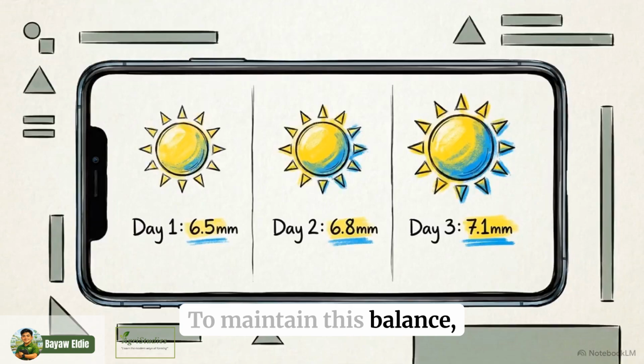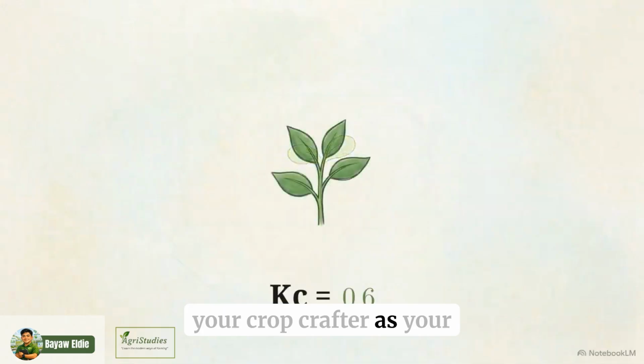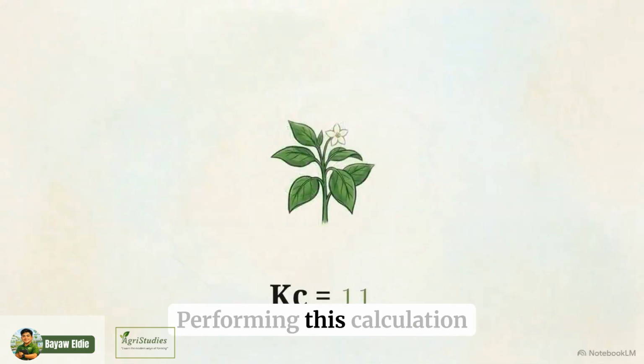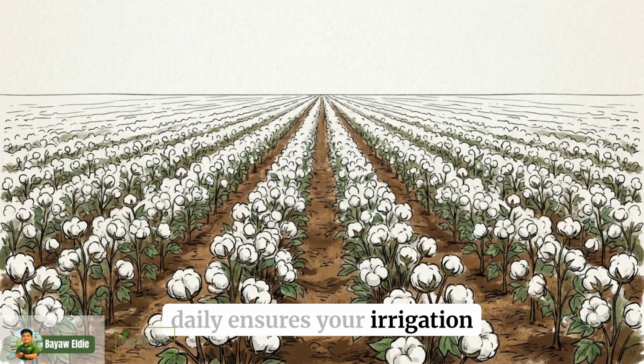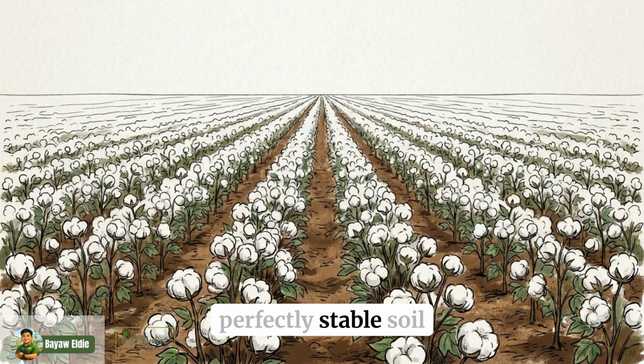To maintain this balance, continue tracking the daily ETO readings and update your crop factor as your plants mature. Performing this calculation daily ensures your irrigation system maintains a perfectly stable soil environment for your crops all season long.